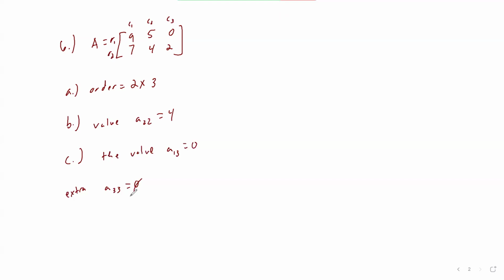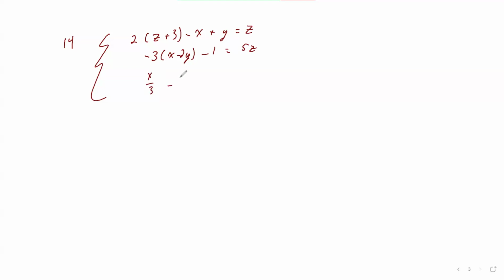On the next part, you're going to be asked to make these matrices. So let's look at number 14. You were given something crazy like this: 2z plus 3 minus x plus y equals z. Then you have negative 3x minus 2y minus 1 equals 5z. Then you have x over 3 minus y minus 2z equals x.